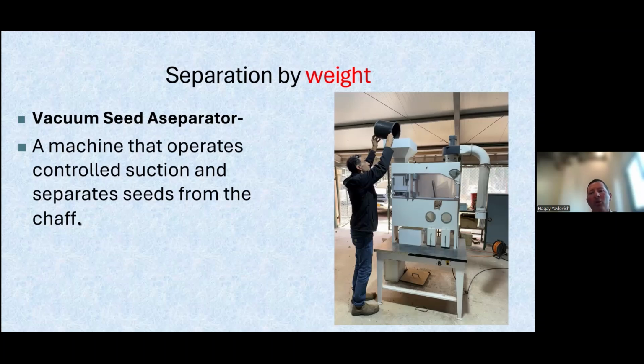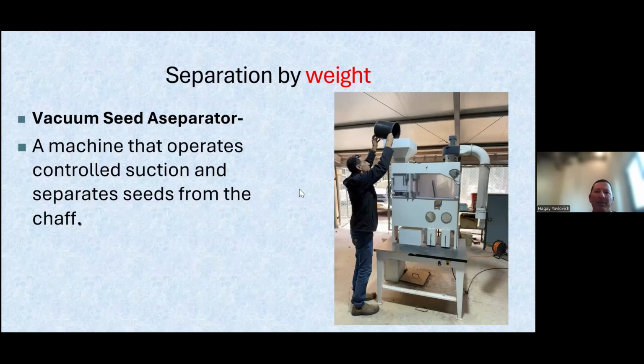And you can control the power of the vacuum. If you put too much vacuum, then you will also take the seeds here with the chaff. If you have control and you put less vacuum, then you have only the chaff here, and the system is closed. So if you make a mistake, you can do it again and again until you have clean seeds.